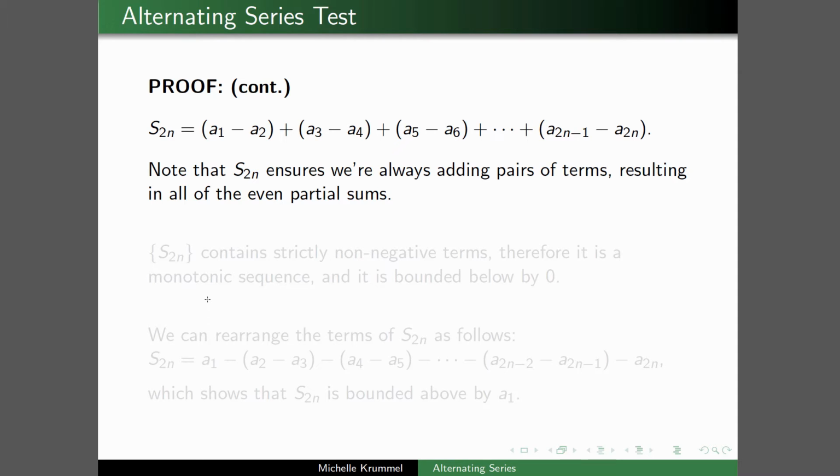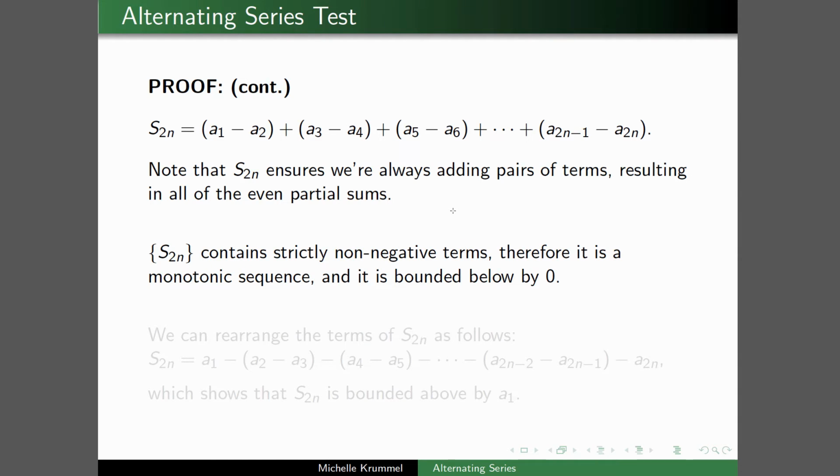than or equal to. So the a sub 1 minus a sub 2 is a positive number. A sub 3 minus a sub 4 is also a positive number. A sub 5 minus a sub 6 is a positive number, and those positive numbers are getting smaller and smaller and smaller. So our sequence of partial sums contains strictly non-negative terms, therefore it's monotonic and bounded below by 0.